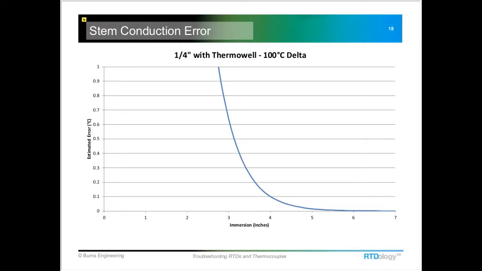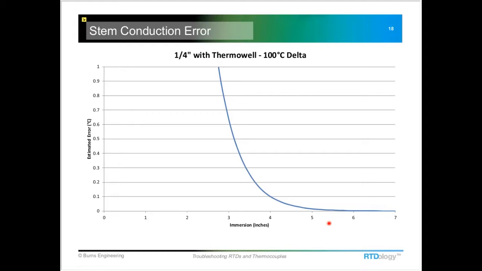Now, the graph here shows an expected measurement error versus the immersion length. This is a 1/4 inch diameter probe installed in a Thermowell, and there's a 100 degrees C difference between the process temperature and the ambient conditions. And we can see here where we need to get out to probably at least 4 inches of immersion before we have less than 1/10 of a degree C stem conduction error. And by the time we get out to about 6 inches, it's pretty much gone.